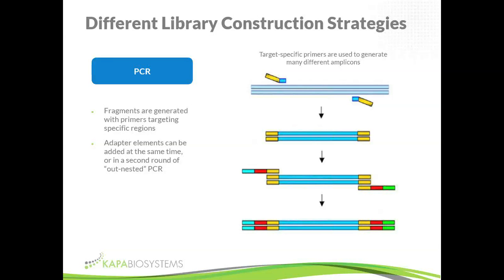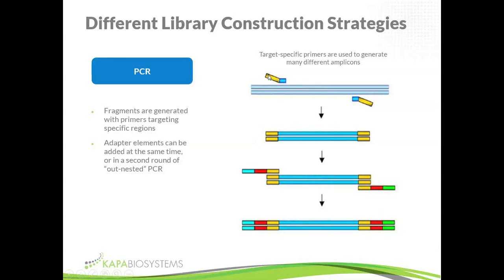Obviously, this is only for targeted sequencing. We would never do this for whole genome sequencing. It would be kind of stupid to try and generate a PCR pool of the whole genome. But there are definitely specific applications where generating amplicons, or making that pool of fragments by PCR, is the appropriate thing to do.